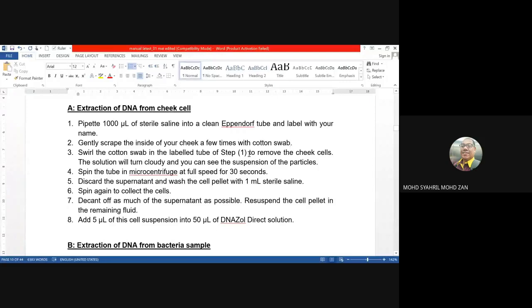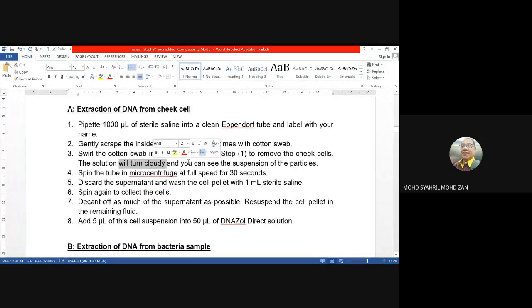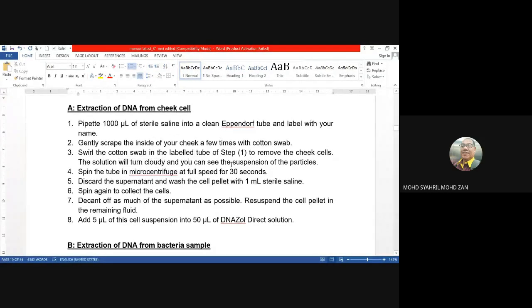So make sure your solution or sterile saline jadi cloudy. Macam ni tak tahu kita punya sel banyak dalam kita punya Eppendorf tube tu, kita make sure from clear to cloudy. So cloudy, banyaklah sel. Okay. This one, the solution will turn into cloudy. Okay, and then you can see a suspension of the particles. Okay.